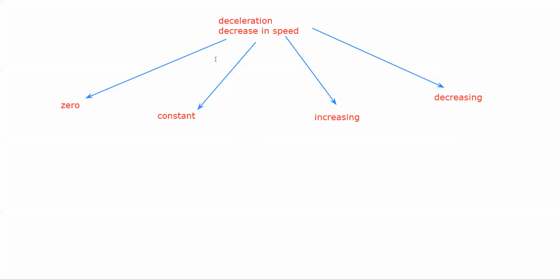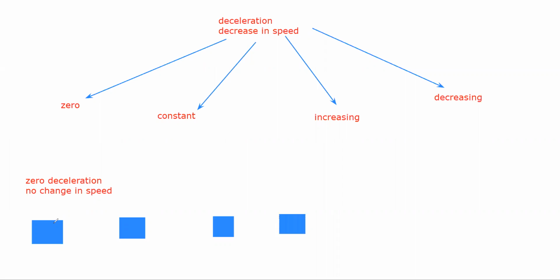0 deceleration means no change in speed. So 0 deceleration or 0 acceleration have the same meaning. The term 0 deceleration means there is no change in speed. If the speed of an object does not change, we call that 0 deceleration or 0 acceleration.